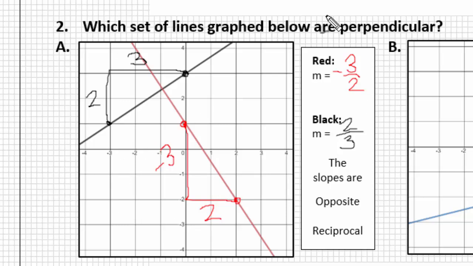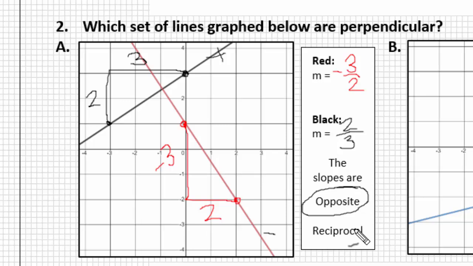Alright, so I've completed finding the slope on graph A for both lines. I showed you the red line where the slope was -3/2. I used the points (0, 3) and (-3, 1) for the black line, and found a positive slope because it's going up from left to right, up 2 over 3, so it has a positive 2/3. So let's go ahead and compare. The slopes are opposite, meaning the black line is positive and the red line is negative. So we have one positive and one negative.